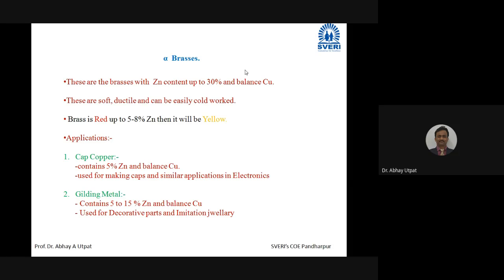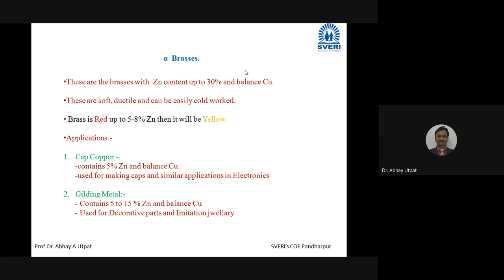So, what is gilding metal? It contains 5 to 15% of zinc and balance copper. Used for decorative parts and imitation jewelry.